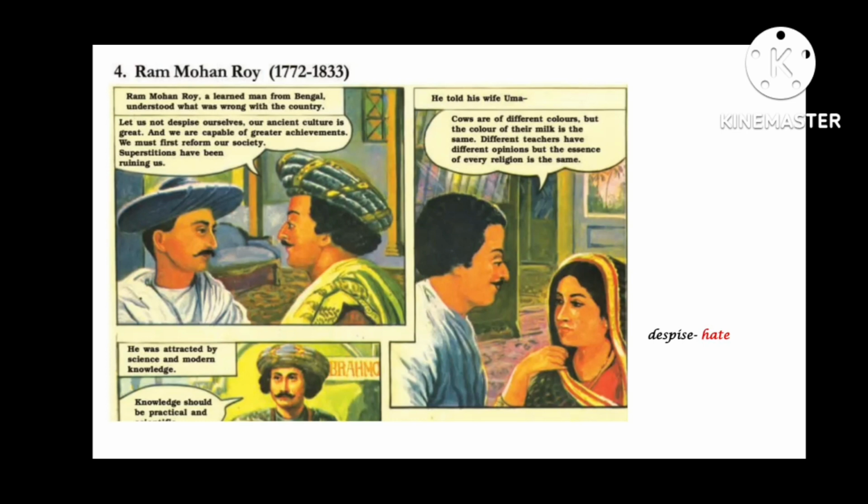He understood what is wrong with the country. He told his countrymen not to hate themselves and to be proud of our ancient culture, which is great. He understood that they need to reform their society and free it of all the superstitions, because superstitions were ruining them.